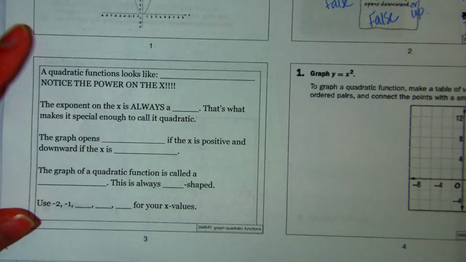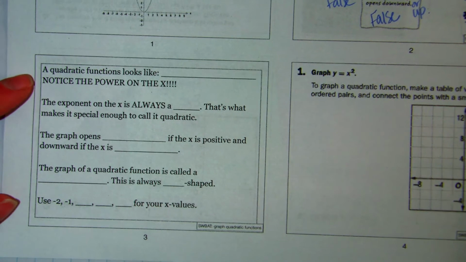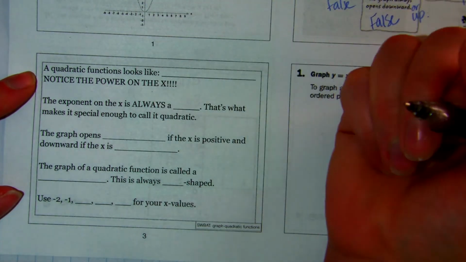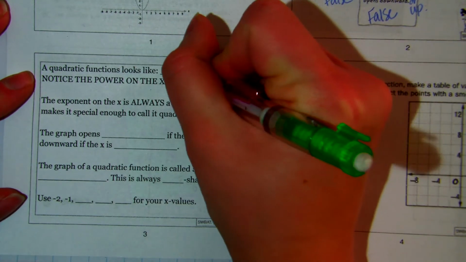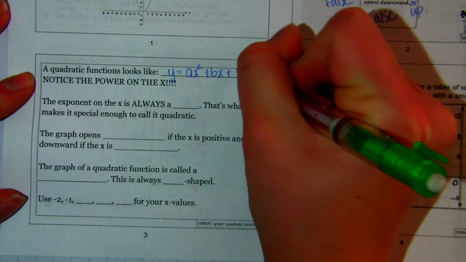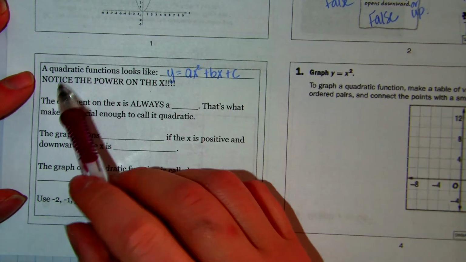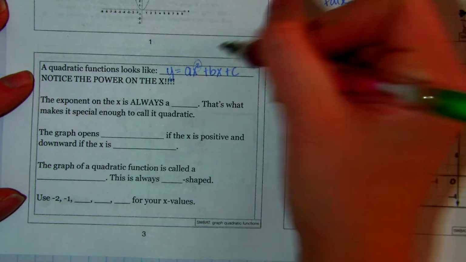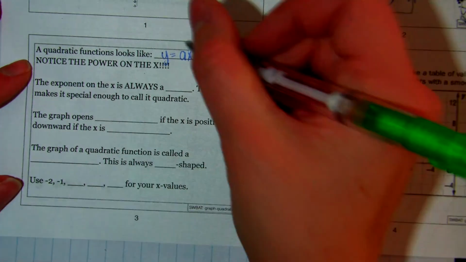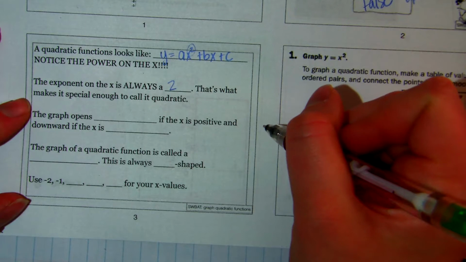Okay, so here's just some fill in the blanks. You might see these again later. A quadratic function will look like this. If you see a formula, it'll be y equals ax squared plus bx plus c. These will be numbers. So it says notice the power on the x. It will always have an x squared. The exponent on the x is always a 2. That's what makes it special enough to call it a quadratic.